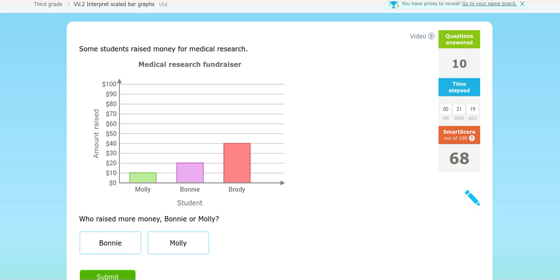And the amounts raised are the scales on the top left: 0, 10, 20, 30, 40, 50, 60, 70, 80, 90, 100. So the scales are technically 10 to 100. So it's who raised more. So we're just going to do this all in one. 40 is the greatest, 20 is the less, but greatest at the same time, and 10 is the less. So we can see here that Brody raised more. But we're not focusing on Brody. We're focusing on only Molly and Bonnie.